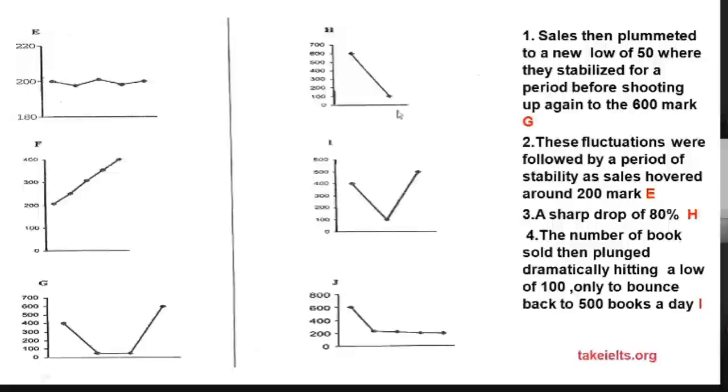So the number of books sold then plunged dramatically, hitting a low of 100 only to bounce back to 500 books a day. This one is matching with what? Matching with I. So look at the bounce back. It fell and did not stay.